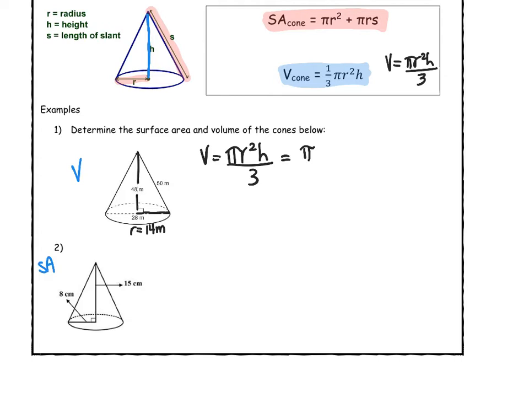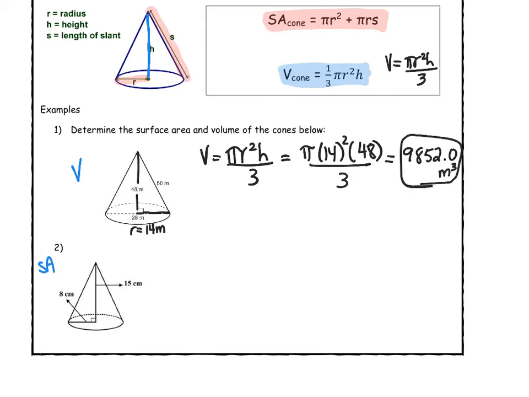So I'm going to plug that in, pi times 14 squared times 48, and I will take my answer and divide it by 3. And when I put that into my calculator, it gives me 9,852.0, and this will be meters cubed because it's a volume. Okay, so that one's fairly self-explanatory.